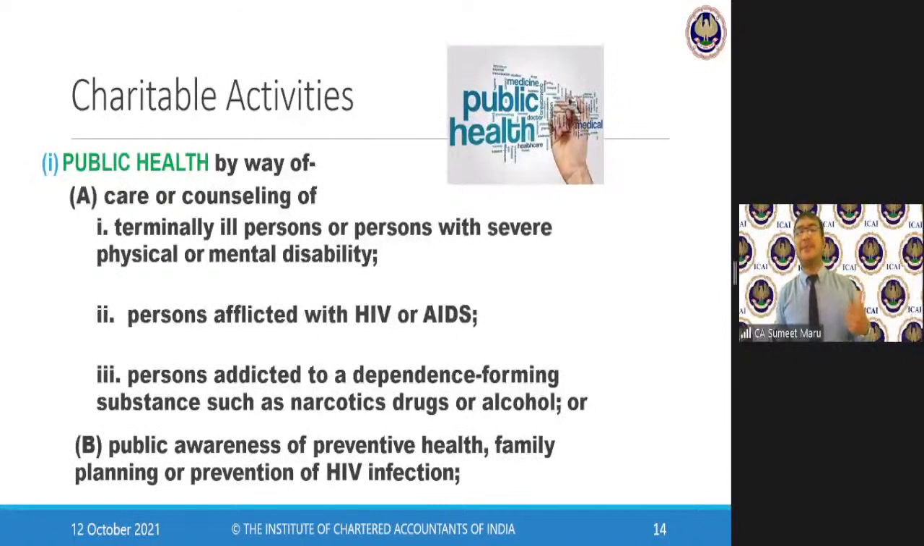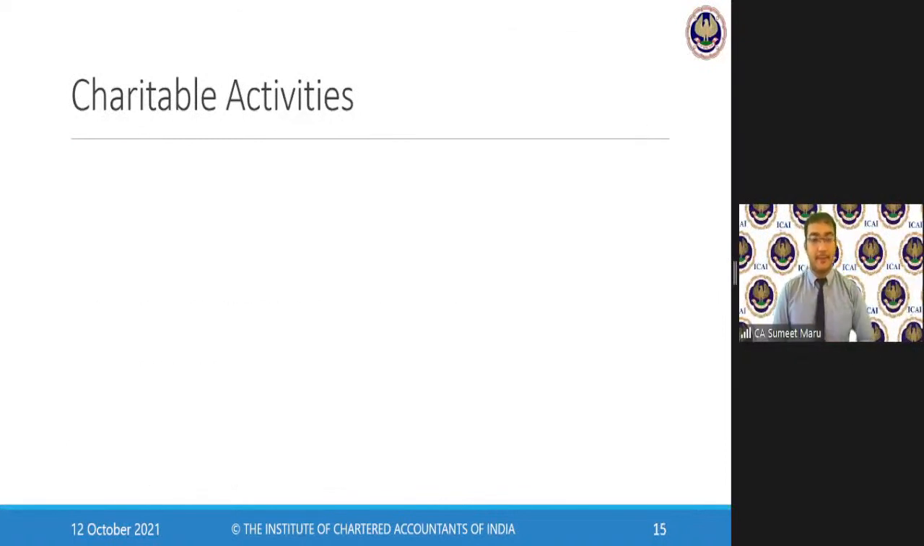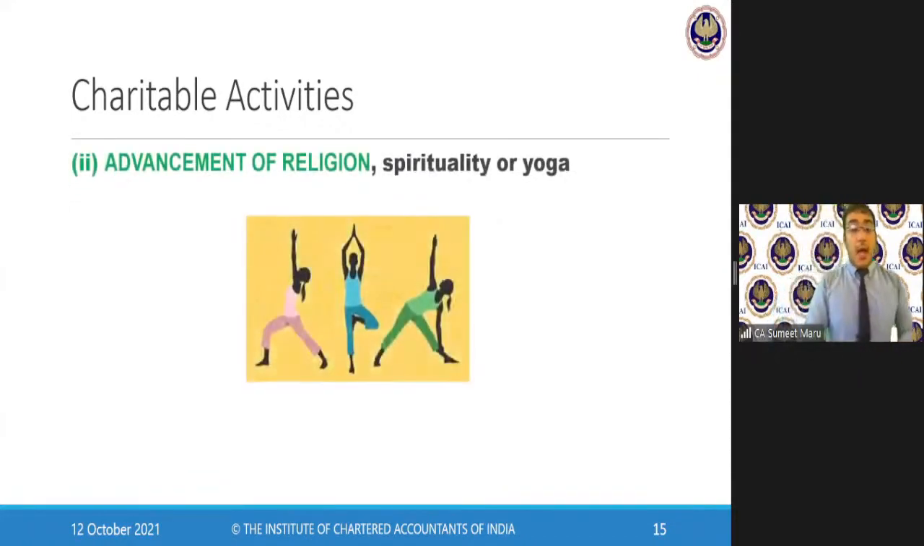Okay, so this was the first part of charitable activity. Let's come to the next part. The next part of charitable activity is advancement of religion, spirituality, or yoga. Firstly, please don't forget this thing. To come under this exemption of charitable trust, the first and most important entry ticket is that you should be covered and registered under section 12A of the Income Tax Act. If and only if you are registered under section 12A of Income Tax, that is your entry ticket, and then only you can claim the exemption further on.